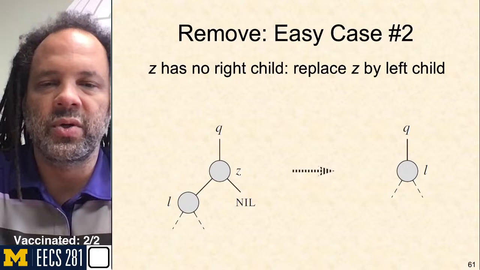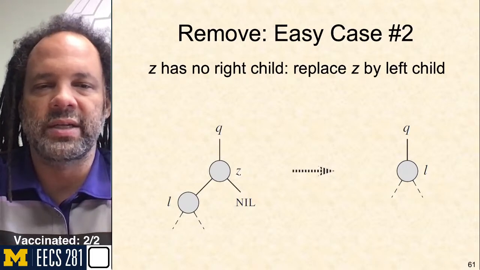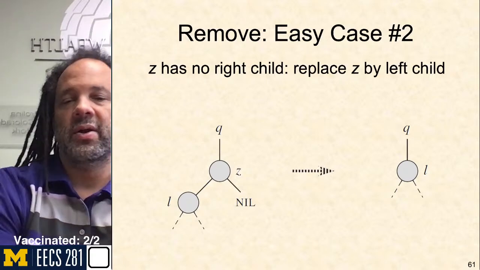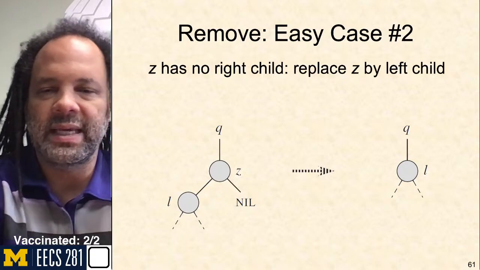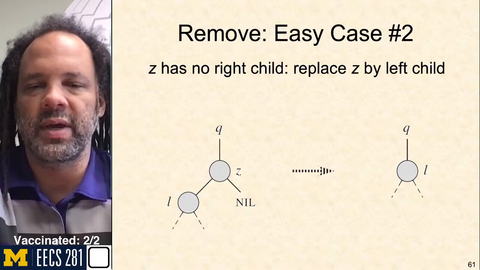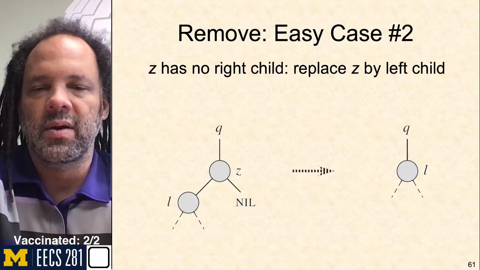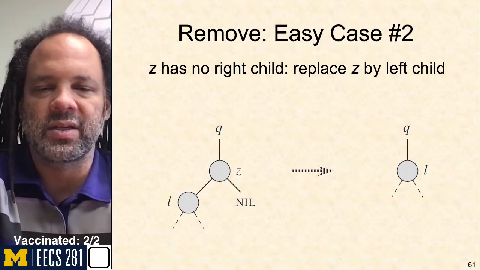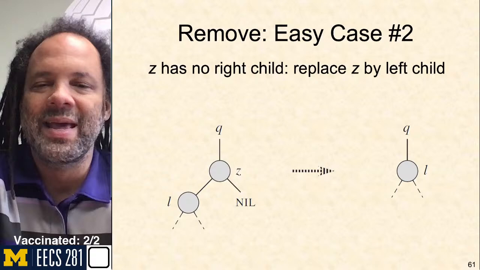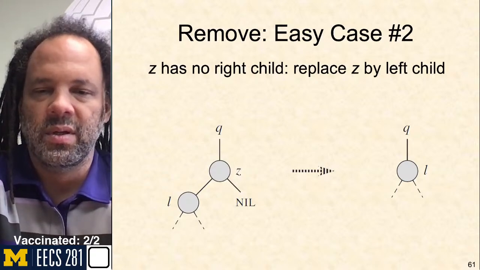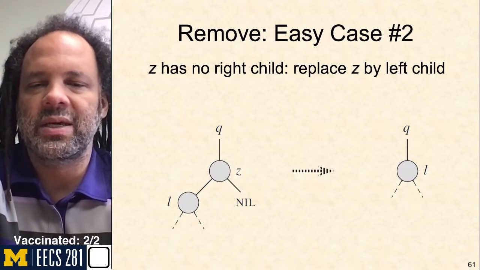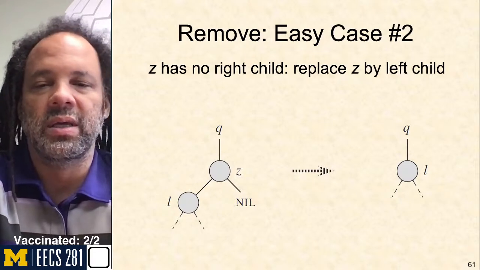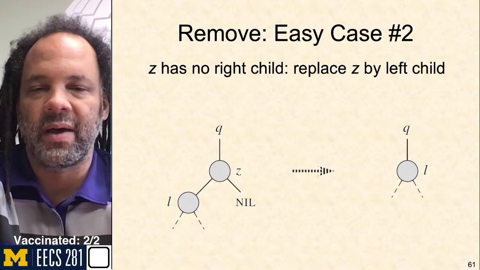The easy case number two is just the mirror image of this. When Z has no right child, we can easily replace it by Z's left child. And so we see that here. And if you think about the way that this works, whatever was pointing at Z, wherever Q is coming from, if Q is the root, then it's easy to replace Z just by removing that topmost node, and there's no problem. If Q is not the root, if Q is pointing to Z, regardless of if Z is Q's right child or Q's left child, we can think about how that should go.